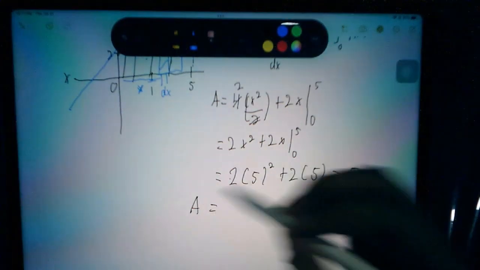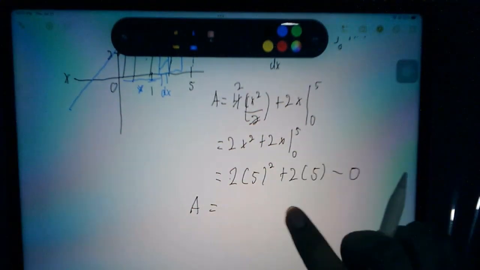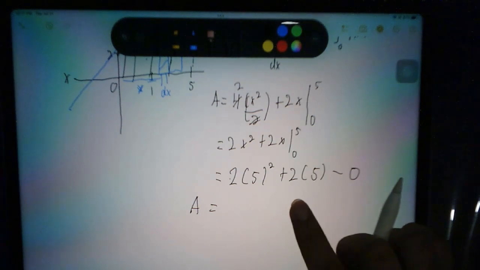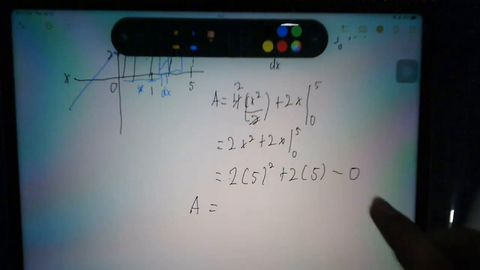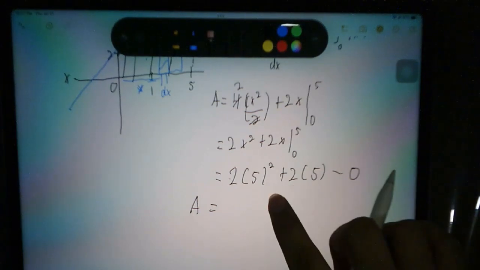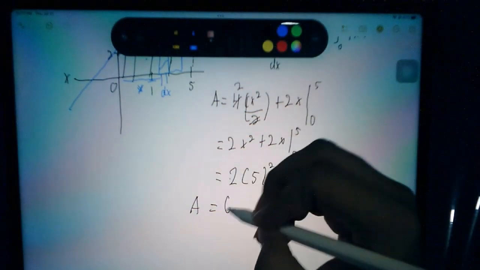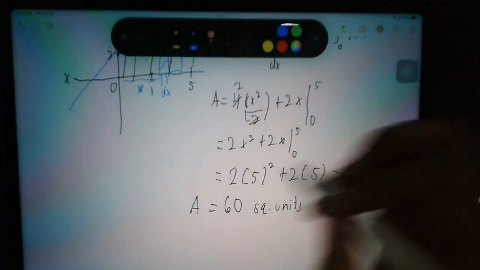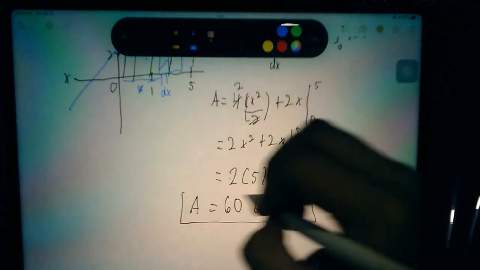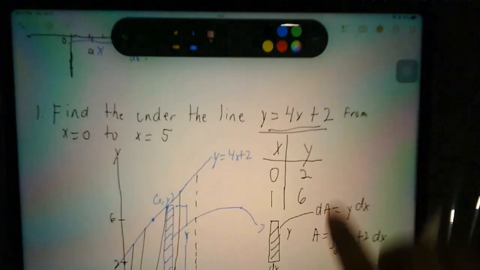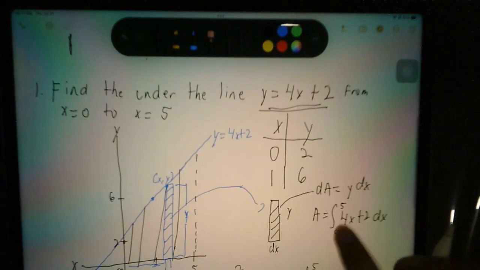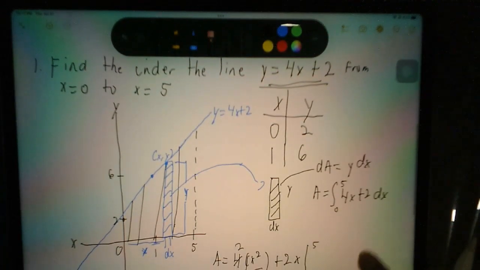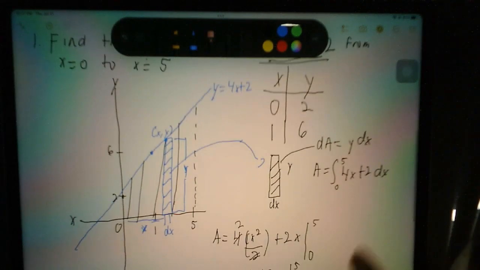So our final answer here is 5 squared is 25 times 2 is just 50 plus 2 times 5 is 10. So 50 plus 10 is equal to 60 squared units. So this is our answer from our first example under the line y equals 4x plus 2 from x equals 0 to x equals 5.